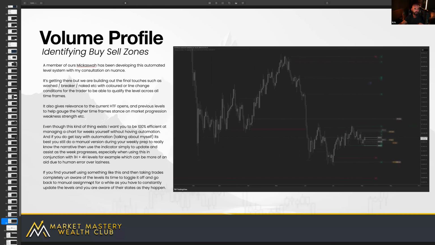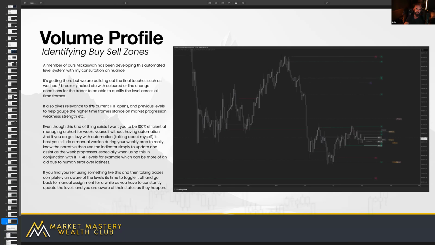Okay. So a member of ours, Mikazwa, has been developing this automated level system with my consultation on nuance that you're staring at. It's getting there, but we're building out the final touches such as wash, breakout, naked, etc. color or line conditions for the trader to be able to qualify the level across all time frames. So these will be able to appear on the time frames that are relevant to you. When they go through, they'll get washed either a different color, or they'll change to dots or dashes or something like that. So it'll all be automated, so you can sit on one time frame and it'll just do it for you. We're just sort of working out exactly how we want it to work.